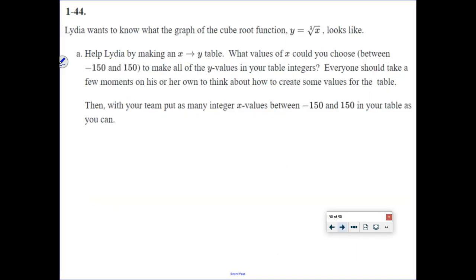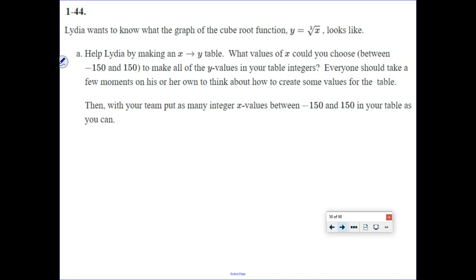Now, this next part, problem 144, I am going to do letter A for you. You are going to finish letter B on your own, okay? And we'll talk about letter B here in just a second. So, 144A. Lydia wants to know what the graph of a cube root function, y equals the cube root of x, would look like. And that's actually really cool.